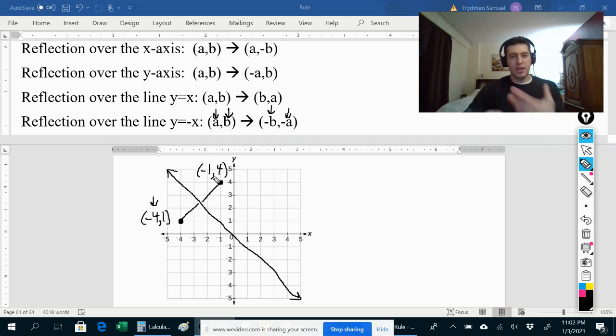Okay. And you could experiment with some points of your own, and you can see that what always happens when you reflect over the line y equals -x is that the opposite of the x-coordinate of the original point becomes the y-coordinate of the image, and the opposite of the y-coordinate of the original point becomes the x-coordinate of the image. That's hard to say, but that's what it is. I hope I said that right.